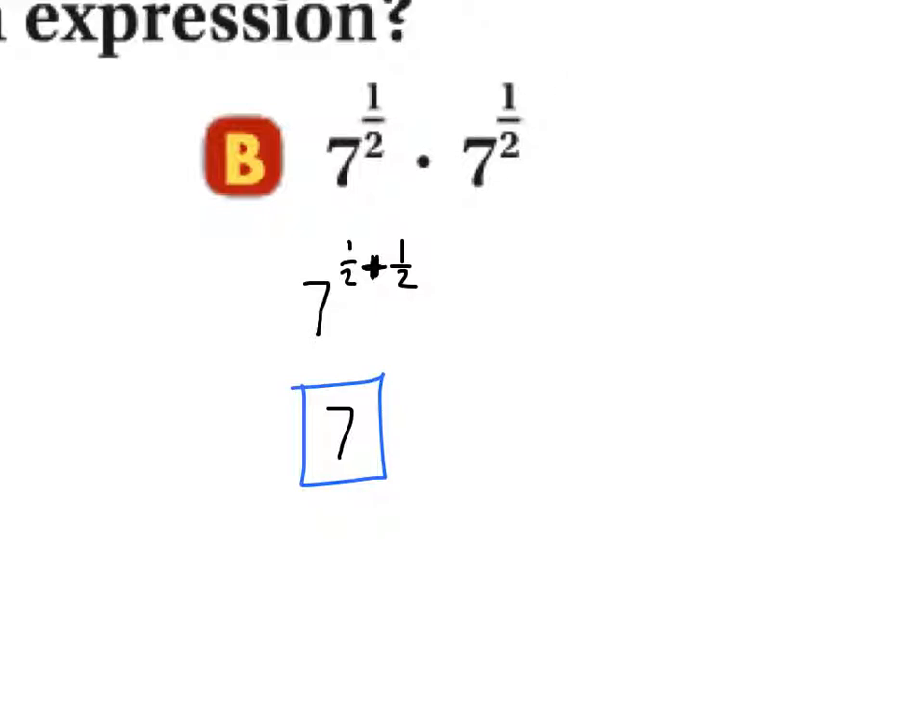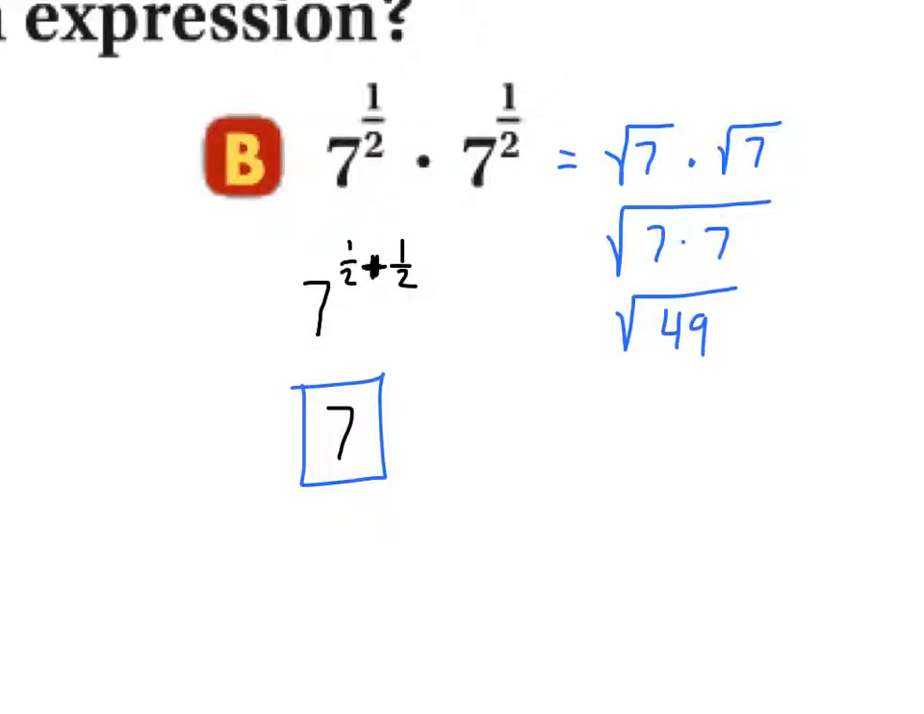And of course the answer is going to be 7. What if I rewrote this in radical notation? I have the square root of 7 times the square root of 7. They have the same index, so I have the square root of 7 times 7, which is the square root of 49, which is 7.